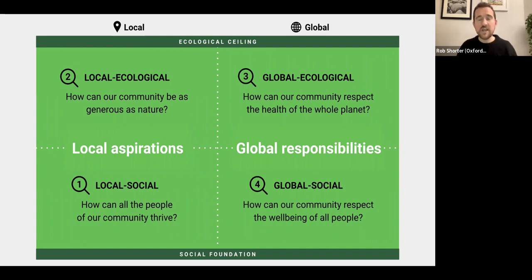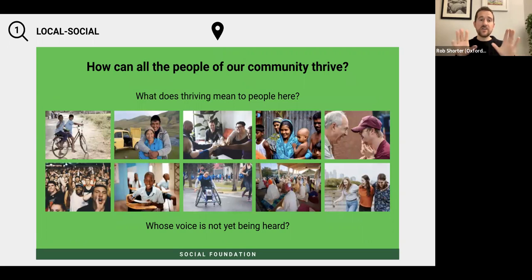And that's contributing to the global challenge of the donut. So the first lens, the local social: how can all the people of our community thrive? What does thriving mean to people in your community, and whose voice is not yet being heard? And how can we understand that and go to the places and understand the means of expression and communication and culture of the people who aren't part of these conversations?